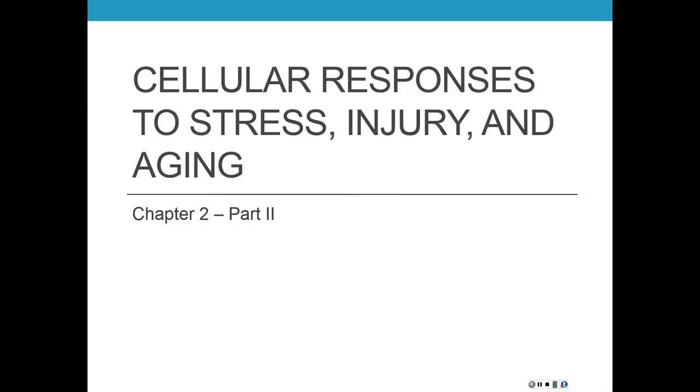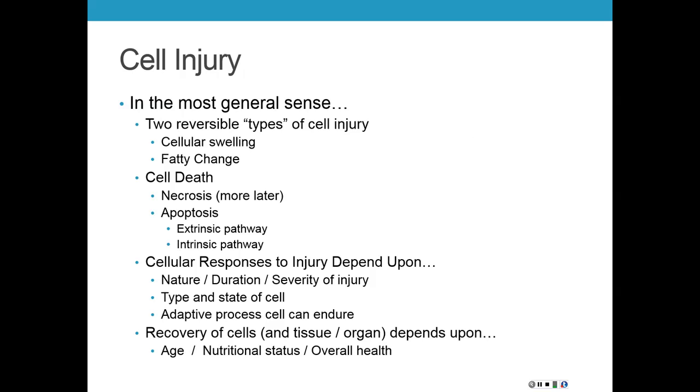Look at the second part of the Chapter 2 lecture on cellular adaptations and injury. So when we talk about cell injury, there are two what we refer to as reversible types, things that damage cells and cause cellular swelling. As cells start to fill with fluid or substances and they swell, and there's what we refer to as fatty change, where lipids can accumulate in the cell. In both these cases, they are something that we can recover from. Our cells can recover. Fatty change is more difficult to recover from, but it is still reversible.